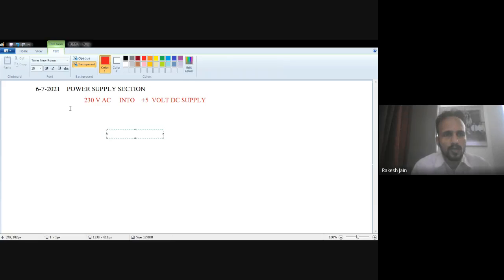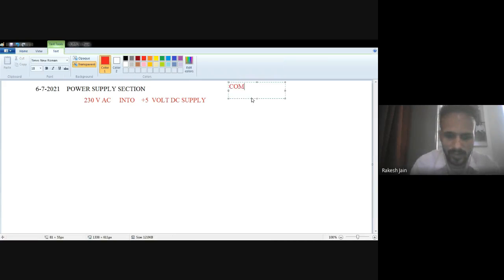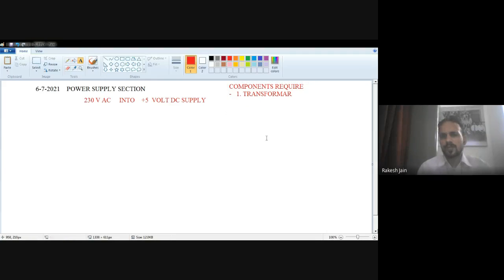First of all, the first and foremost component which we have to use for making this is the transformer. Which components do we require? I have written them here: components required for any kind of power supply. What kind of components are required? The first one is the transformer.